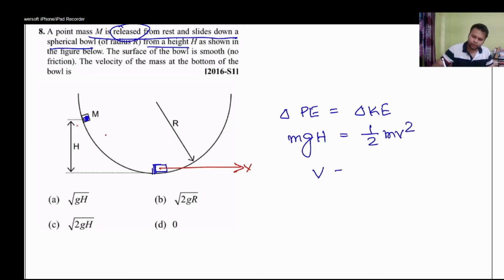So from here I can write v is equal to m, and m will get cancelled out. So this is equal to 2gs. Such a simple equation, right? 2gs. Option is C. Okay, so let us see the next question.